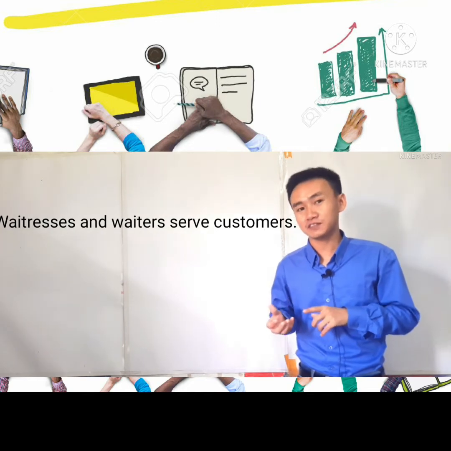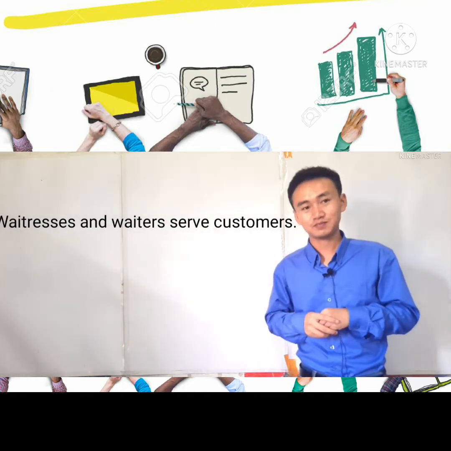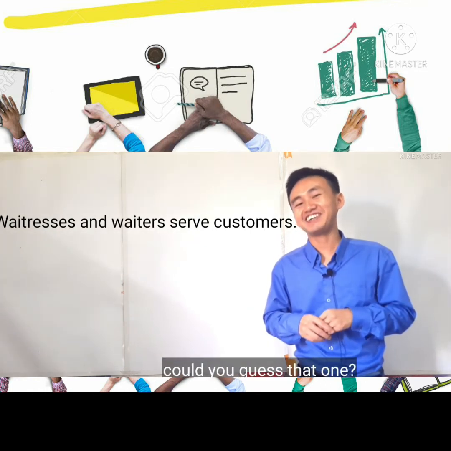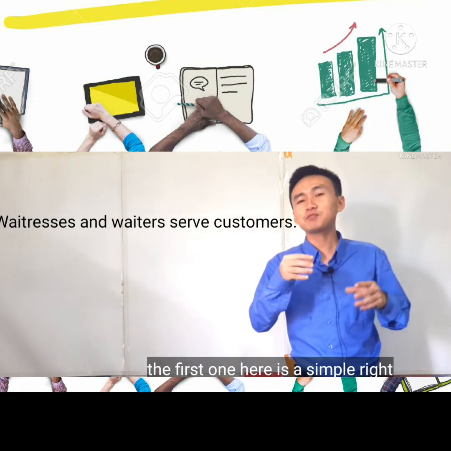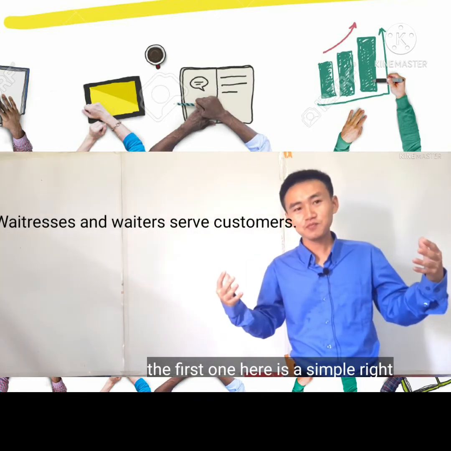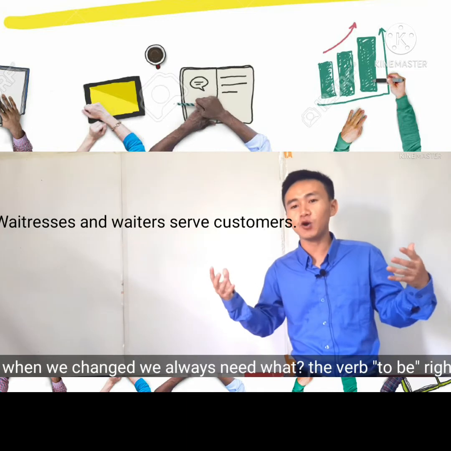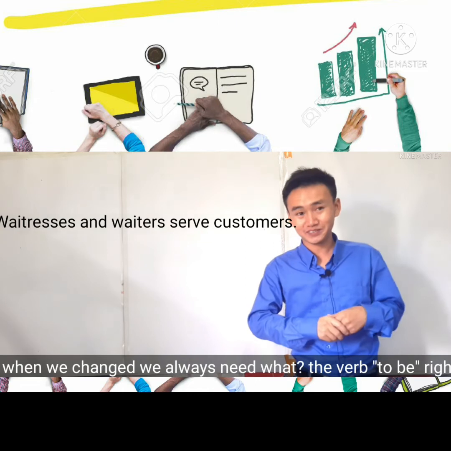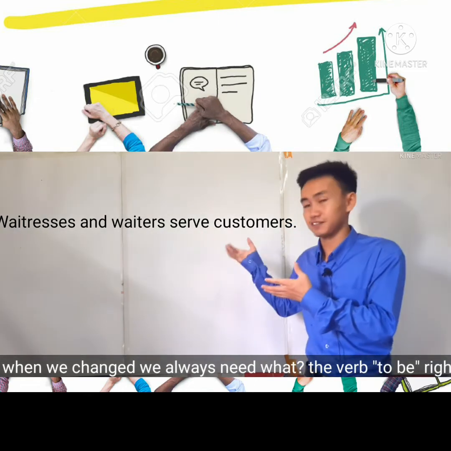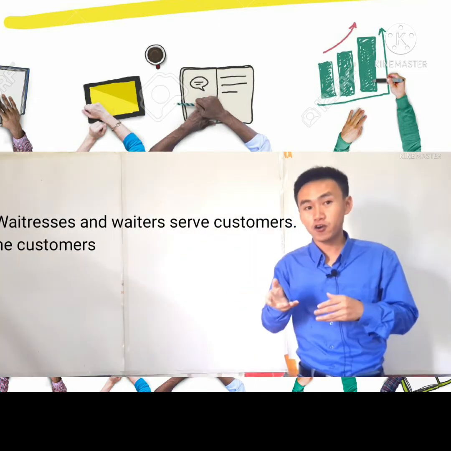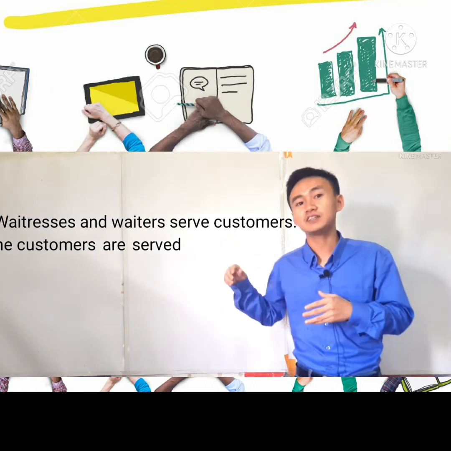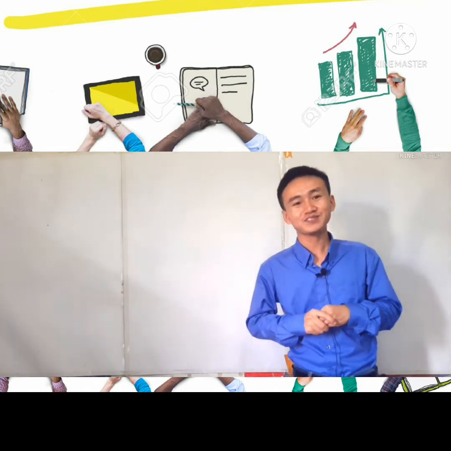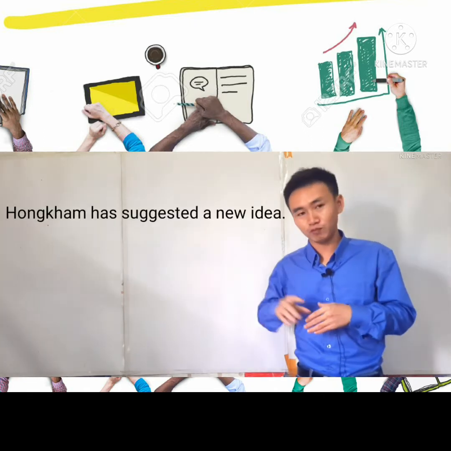Waitresses and waiters serve the customers. Could you guess that one? Alright, the first one here is a simple tense, right? So when we change, we always need what? Always need what? The verb to be. And use the object: the customers are served by waitresses and waiters. That's right. So number 4.